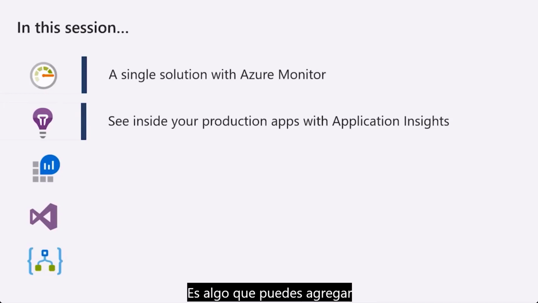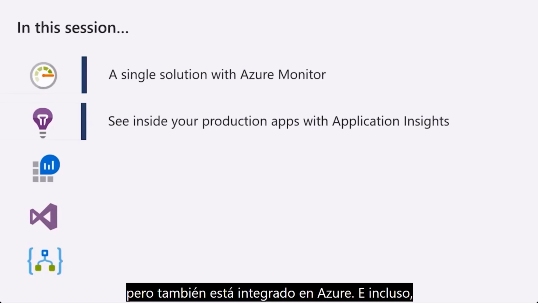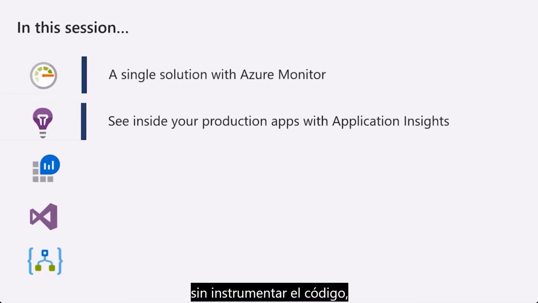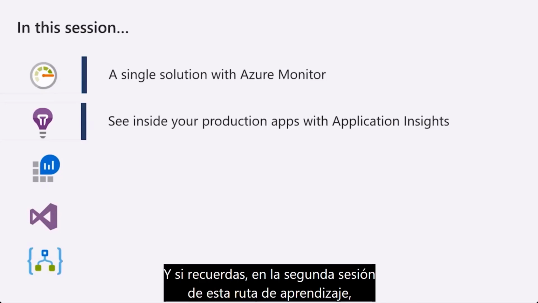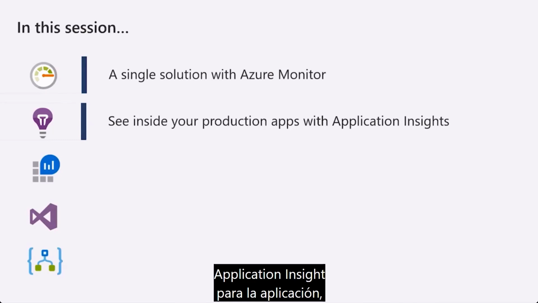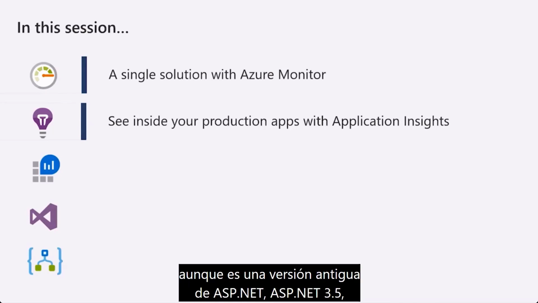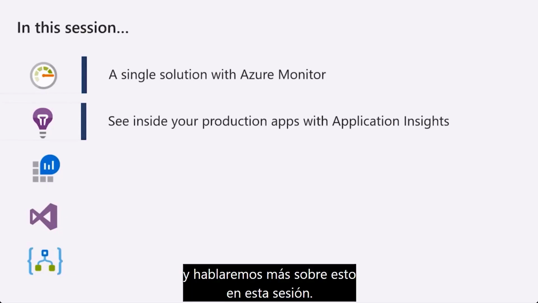It is something that you can add via an SDK to your application. We have SDKs for JavaScript, Java, of course, .NET, etc. But it is also built into Azure, and so even without instrumenting your code, you can already turn on Application Insights. And if you remember, in the second session of this learning path, when we migrated the web application, the very first thing we did was turning on Application Insights for the application. Even though it is an old version of ASP.NET 3.5, we were able to do that. And we'll talk more about that in this session.